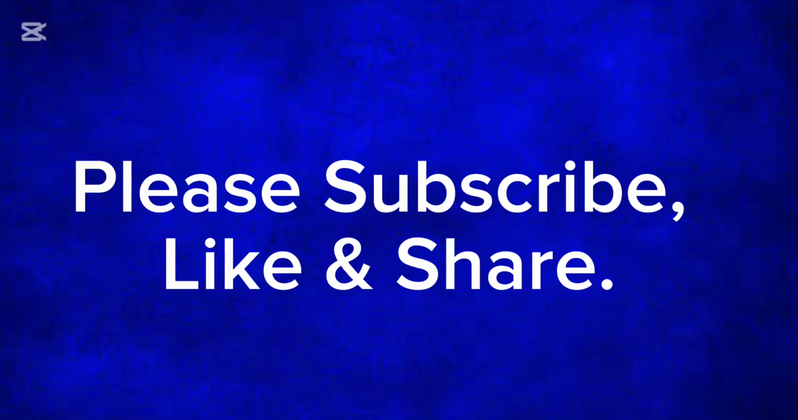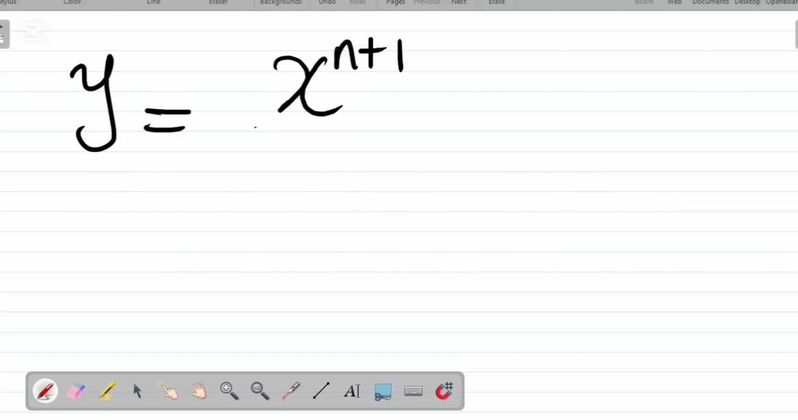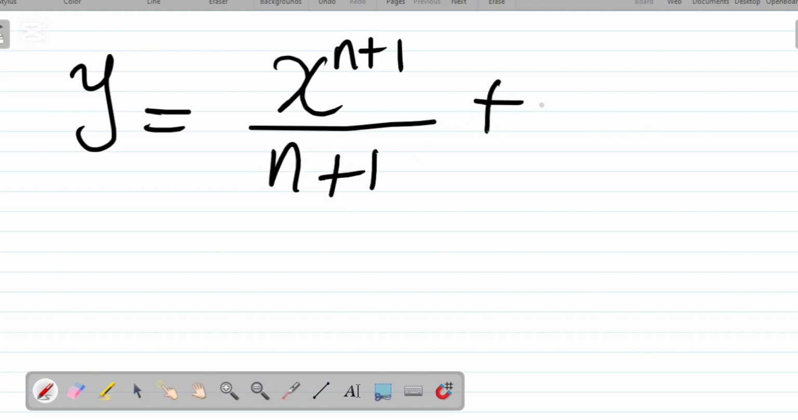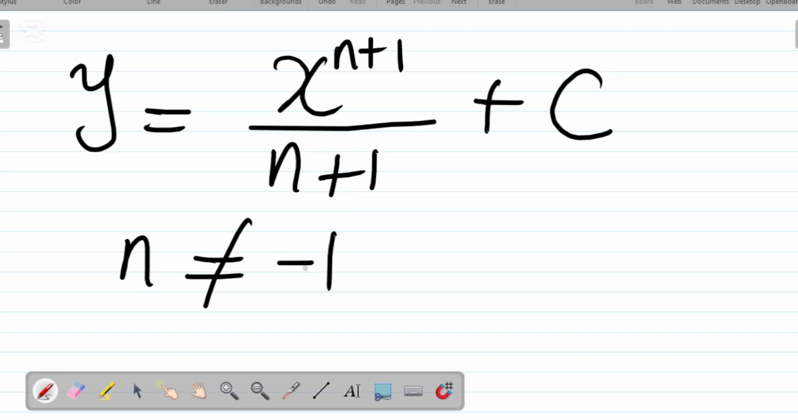All right, so what's the formula of integration? The formula of integration is y equals x raised to power n plus 1 all over n plus 1, and then you attach your integration constant, provided n is not equal to negative 1. n here is the power, and then c is the constant of integration. Let's take an example.